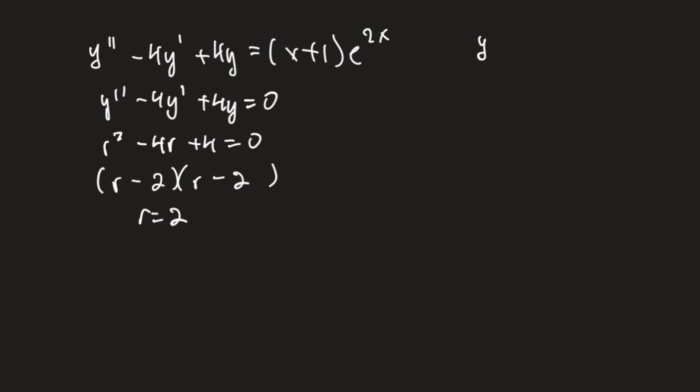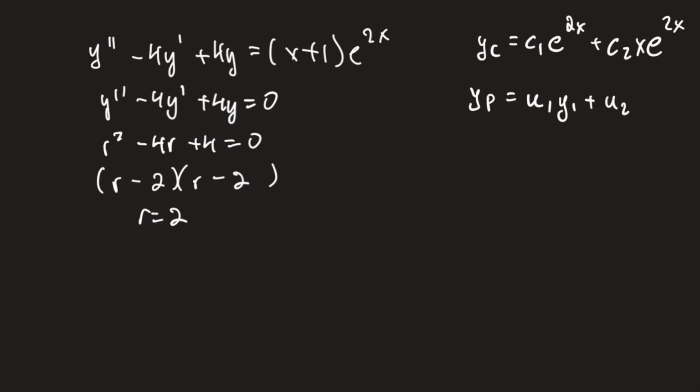Therefore, our y of c is equal to c1 e to the 2x plus c2 x e to the 2x. To find y of p, we need an equation u sub 1 times y1 plus u sub 2 times y2. Our y sub c gives us y1 and y2, and all we have to find is u1 and u2. To solve for u1 and u2, we're going to use Wronskian matrices.